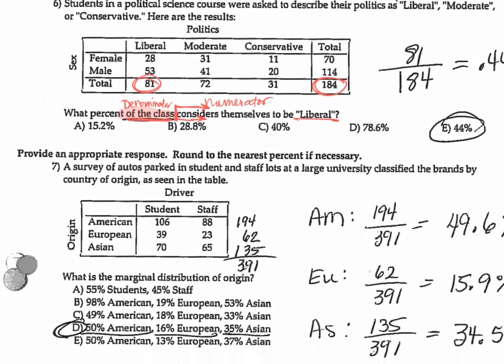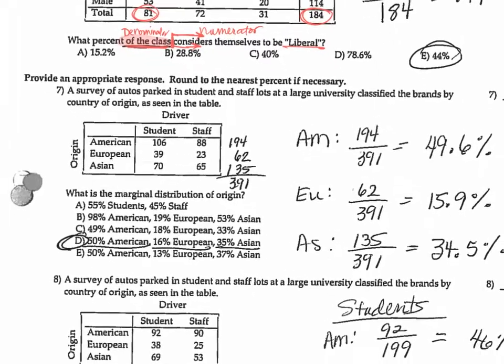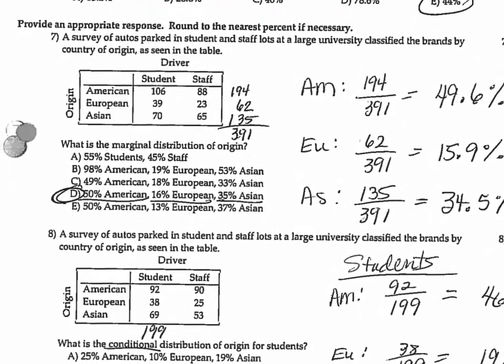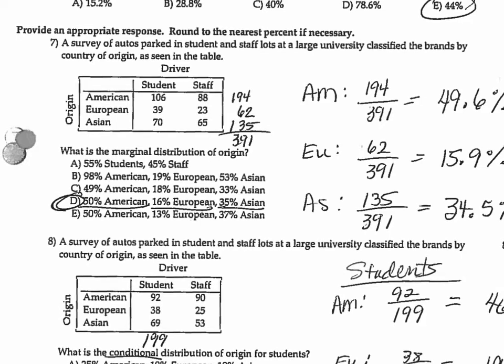So that's how we have 81 out of 184, which is 44%. All right, next, we have the use of these words marginal and conditional in number 8. So let's take a look at that. Remember on these types of problems, you ask yourself, what's the explanatory? What's explaining what? Driver is explaining origin of car. So I can tell that since driver is explaining, that's where my fractions are coming from. So my fractions are going to be going in this direction, because driver is the explanatory variable. So they go top to bottom.